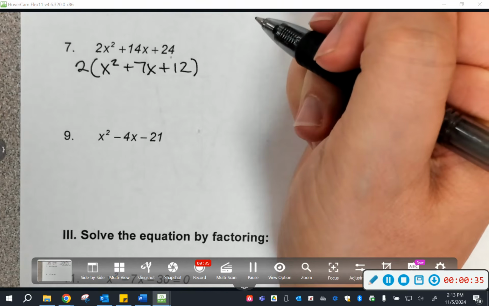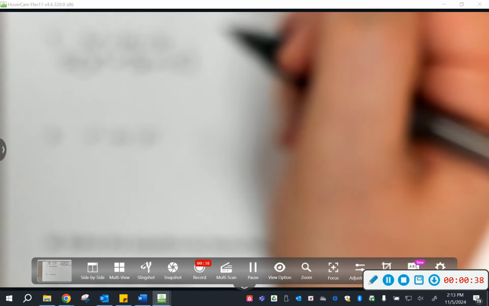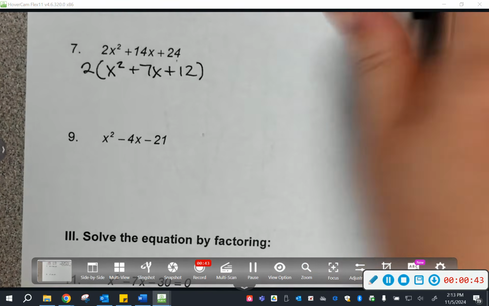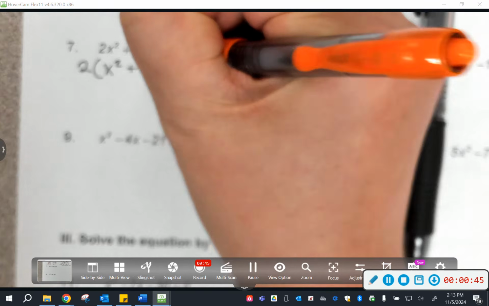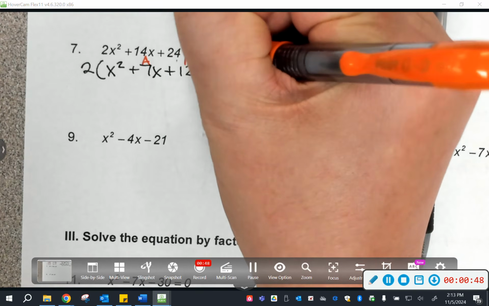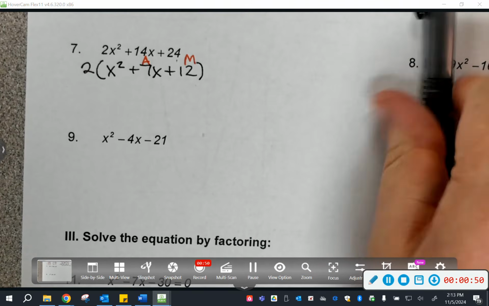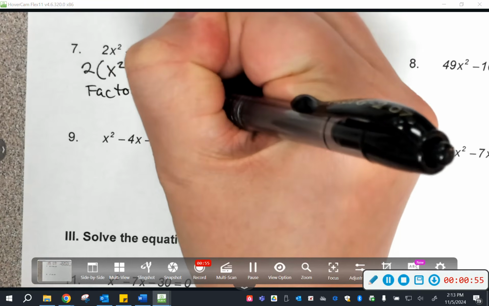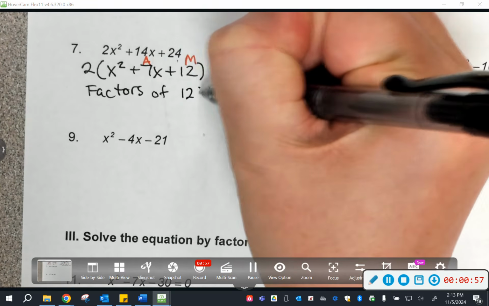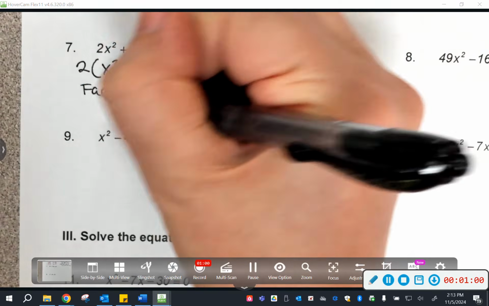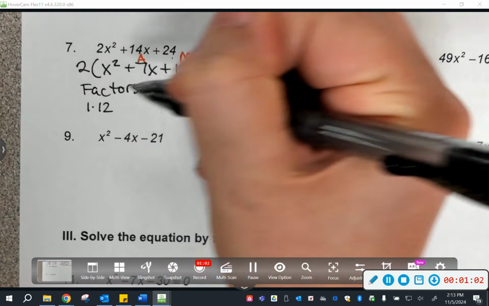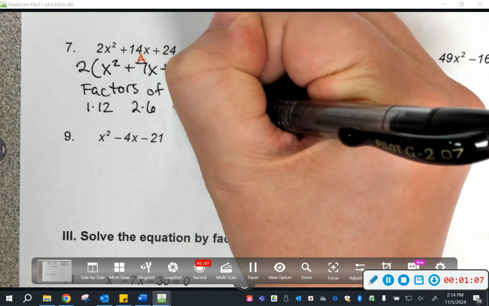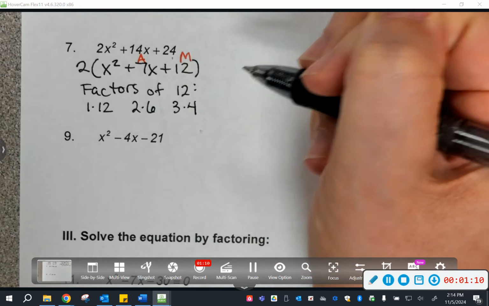And now this is really straightforward to factor because the number in front of x squared is equal to 1, meaning that we're now looking for two numbers that add to our b value, 7, and multiply to our c value, 12. So let's list out some factors of 12. We could try 1 and 12. We could try 2 and 6. We could try 3 and 4.